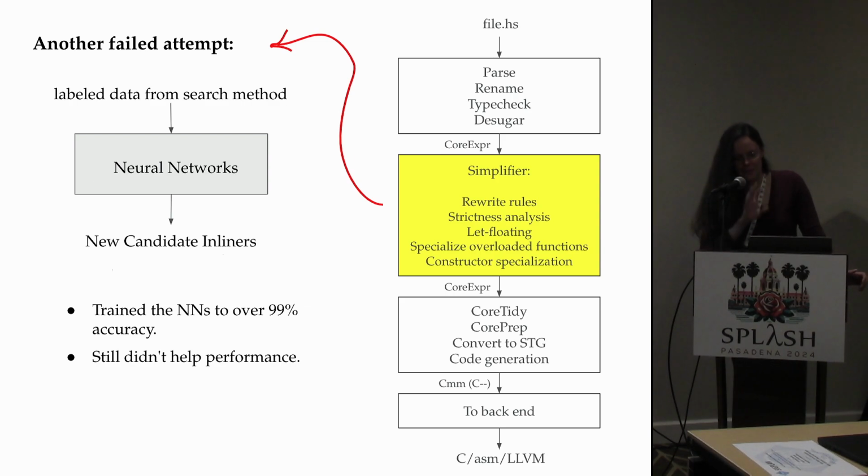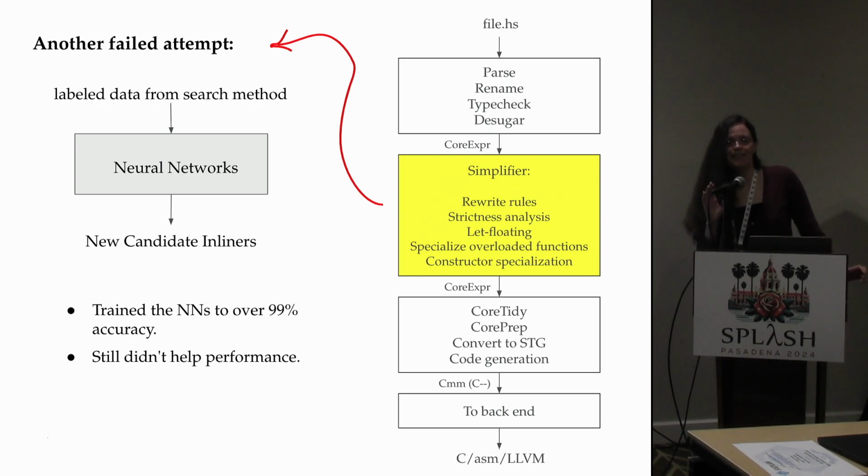So we played with those magic numbers, and we found out for a number of packages what their preferred magic numbers were. And so with this approach, we have the machinery to produce a lot of labeled training data for good and bad inlining decisions. And we take that and we train our neural networks with it, and we get these new candidate inliners. And what happened is these neural networks, we trained them to a very high accuracy, like 99% and above, and they still did not help performance when we plugged them in.